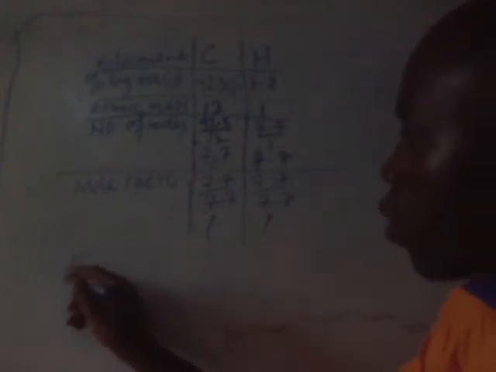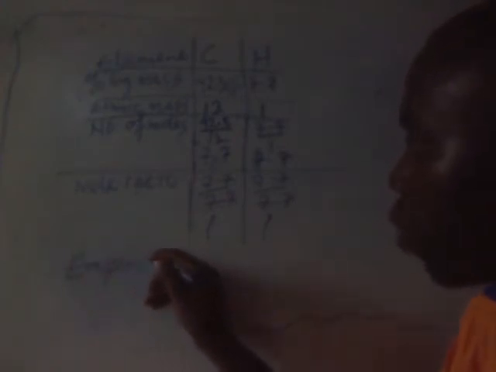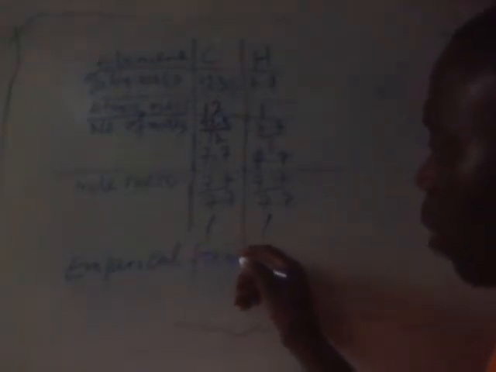So the empirical formula, in case we have to calculate it, will now be carbon subscript, how many? What's the final answer here? 1. Then hydrogen, what's the final answer? 1. So C1H1, which individually means CH. If you are asked to find the empirical formula, the answer will be CH, carbon with hydrogen. But we are not asked to find the empirical formula, we have to find the molecular formula.